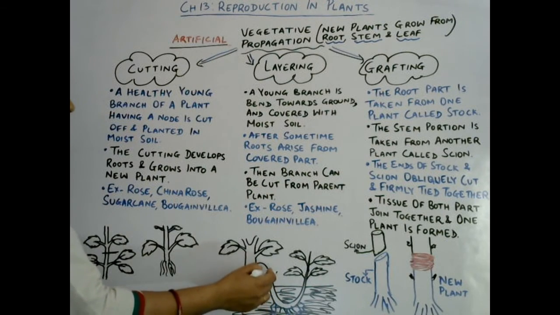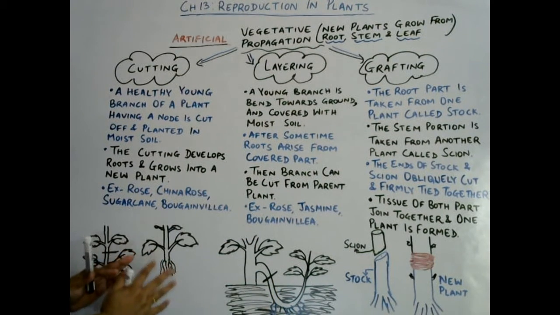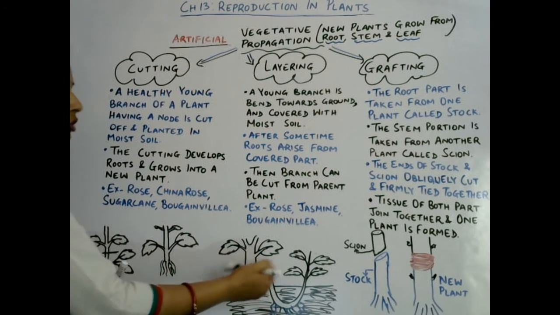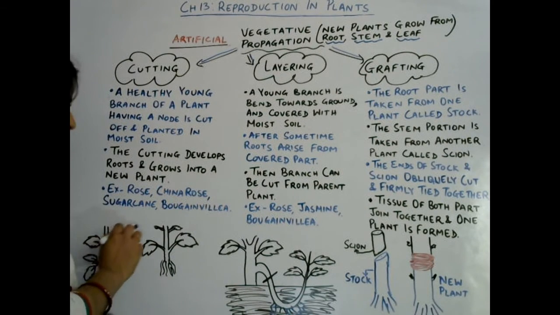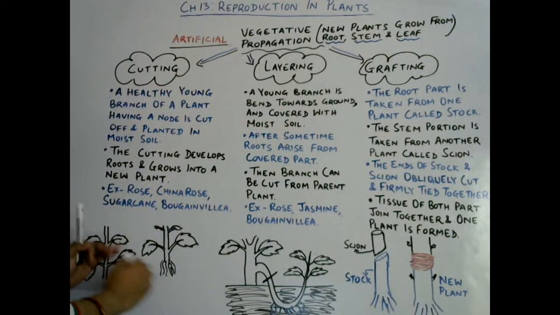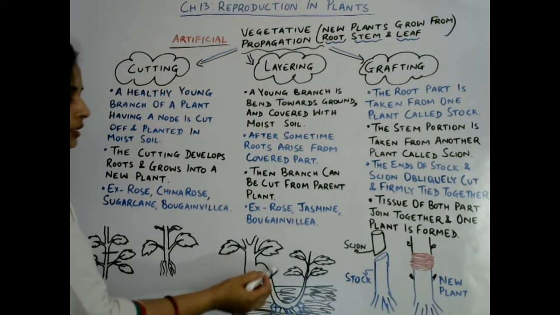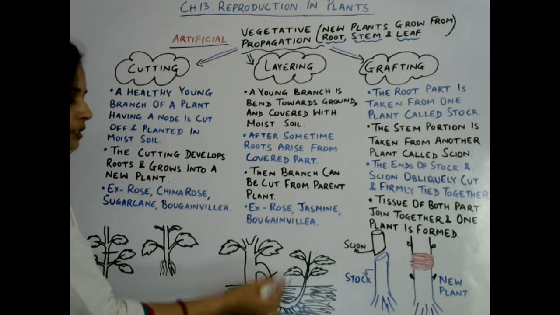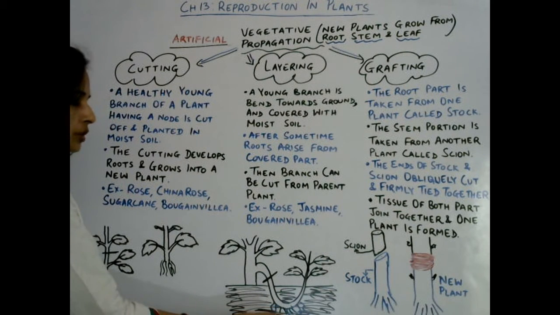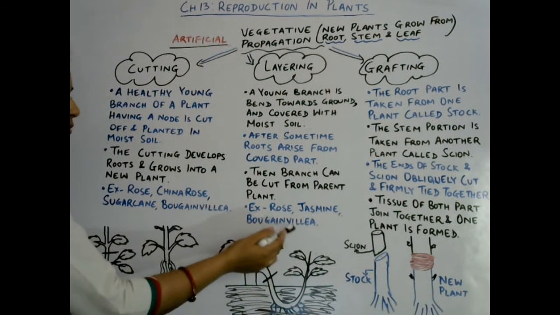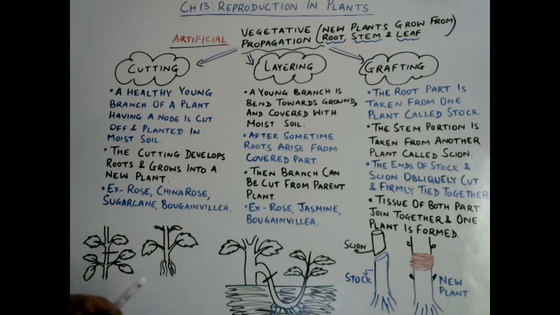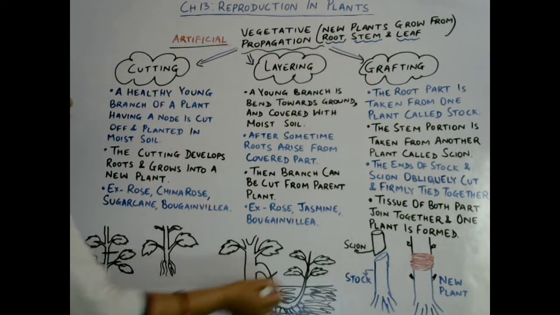So in layering, basically there should be cutting, but all these methods are not the same as cutting. In cutting, the branch is completely cut in the beginning only. In the layering method, the branch is cut from the parent plant after the roots grow, and layering is done in a few plants like rose, jasmine, bougainvillea. The plants which can't grow through cutting, जो cutting से grow नहीं हो पाते, can also be grown through the layering method.